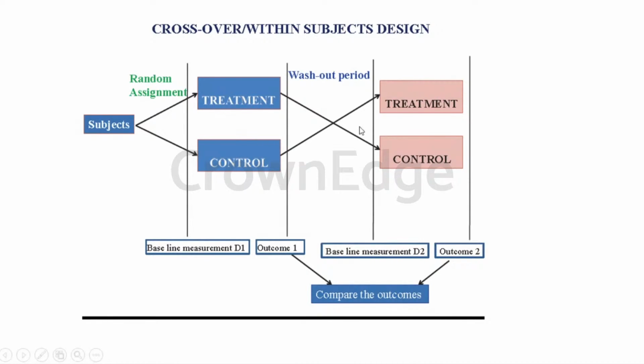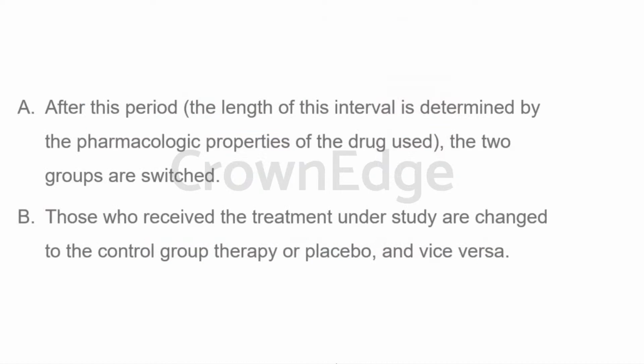Then at this stage you again give them intervention, but you cross over the two groups. Now the control group in the first phase is the treatment group. So your mouth rinse will go to this group, and the treatment group in the first phase will now be the control group. So they will get the chlorhexidine mouth rinse, and you follow them up for 21 days, and after 21 days you take their outcome measurements, that is outcome 2, and then you compare outcome 1 and outcome 2. That will tell you which mouth rinse is better.